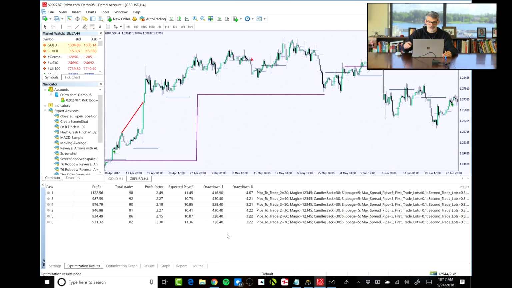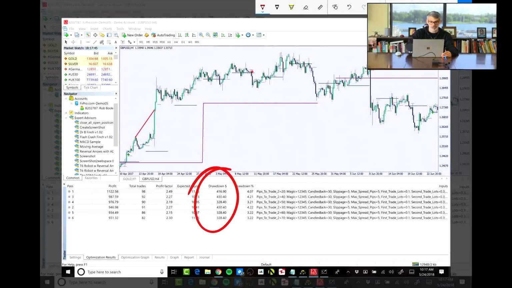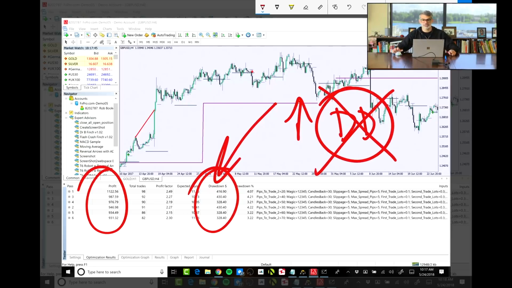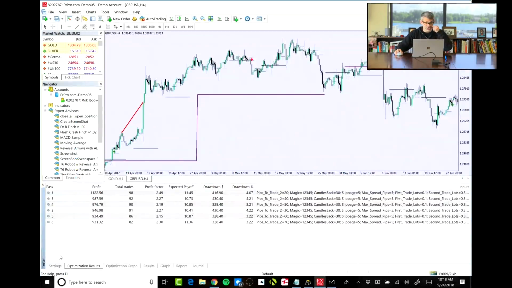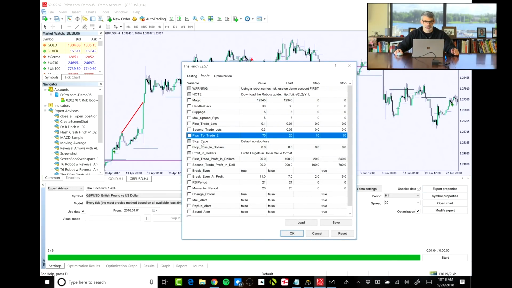And if you look here in this set of results, we did not reduce the drawdown. Well, at least not substantially. We didn't get any lower than we were before. Our drawdown went up. That's a negative. We don't want to do that. So we're going to throw these tests out. That didn't reduce our drawdown. Let's just uncheck pips to trade 2. Now what has reduced our drawdown so far seems to be profit targets.